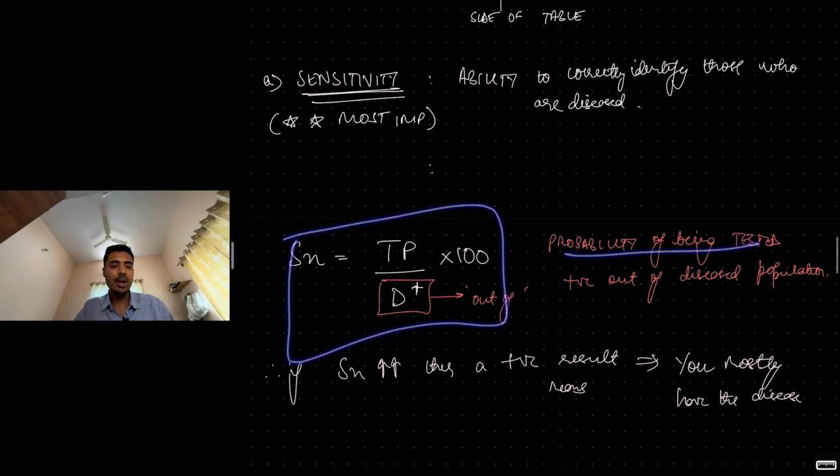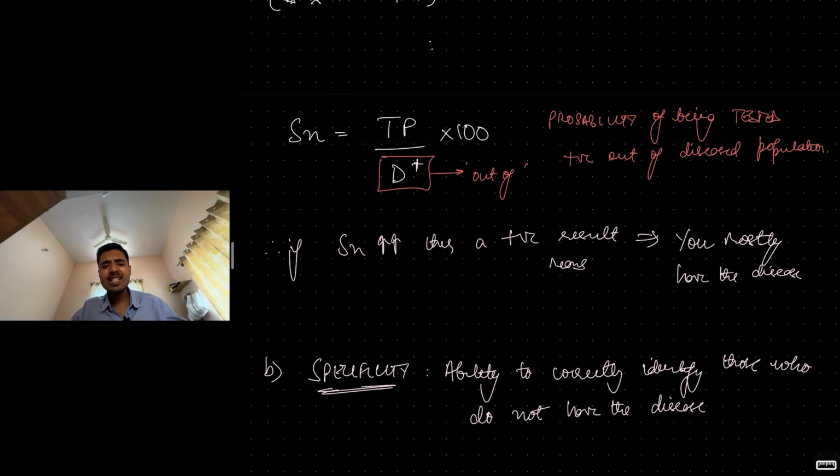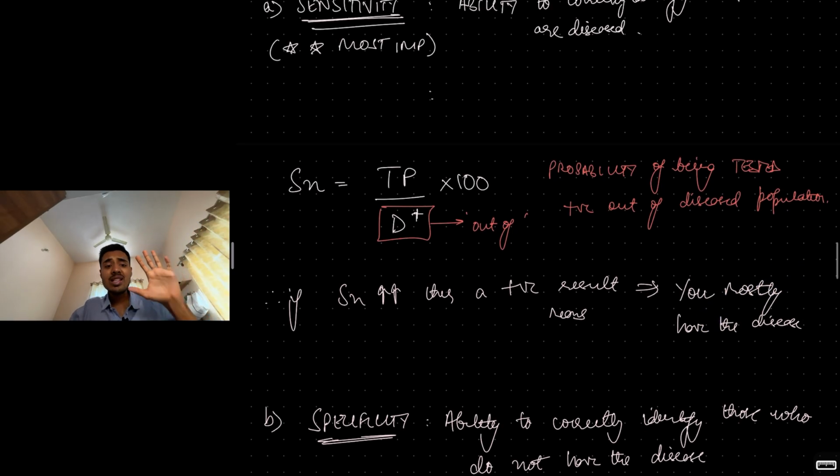Okay. So what does it mean if a sensitivity is very high? That means that, let's say it's some 98% or something. 98 sensitivity means out of 100 people who have the disease, if I do the test, 98 will come positive, which is a true positive. Okay. And so that means a highly sensitive test, if you get a positive result, that means you most likely have the disease. This is sensitivity.